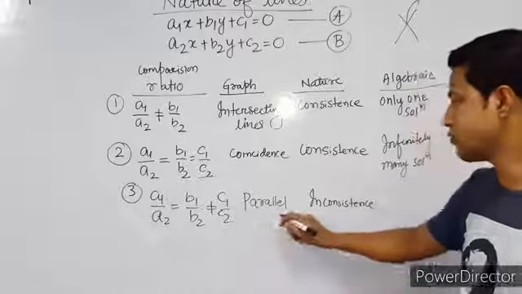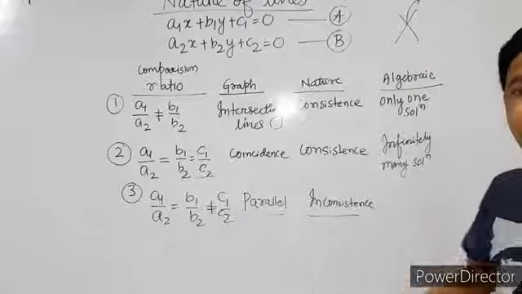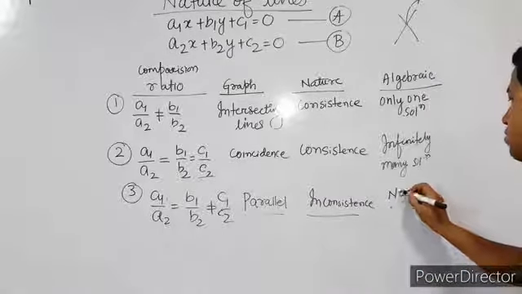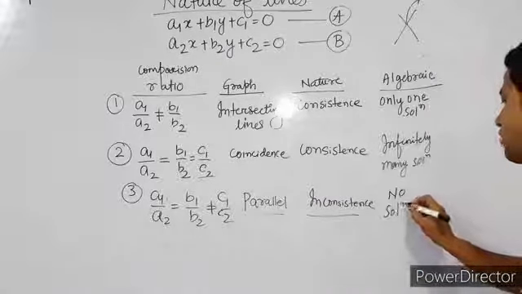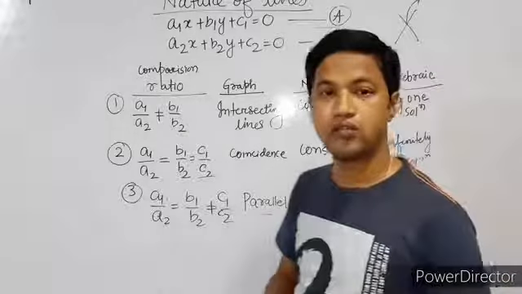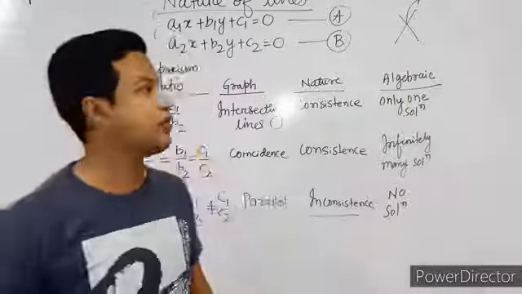And when we go for the third case, that is a1 by a2 is equal to b1 by b2 and not equal to c1 by c2, we got the lines are parallel and the system is inconsistent. So how many solutions will we get? Here we get no solution. No solution means we don't have any value of x or any value of y.